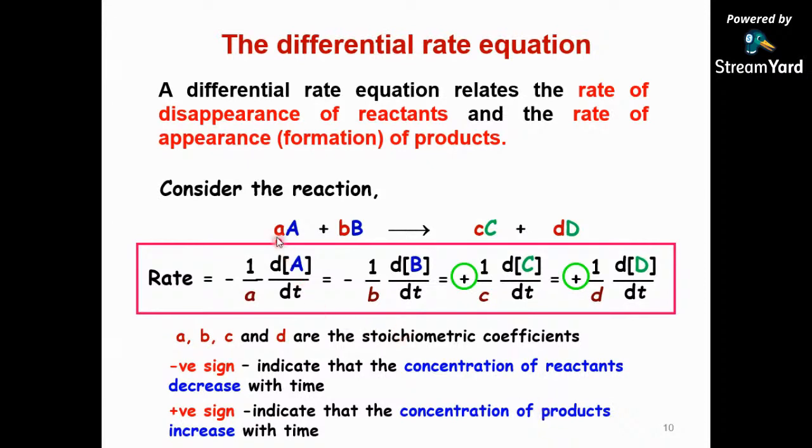When a whole equation is given, we need to know how to write out the differential rate equation. So this is the example of a differential rate equation. Rate is a must. Negative for the reactant, positive for the product. Okay, dA over dt according to this equation. So A, B, C, D, the small letters, are the stoichiometric coefficients, meaning 1 mole, 2 mole, 3 mole. And the negative sign is for the concentration of reactant. The positive sign is for the concentration of product with time.